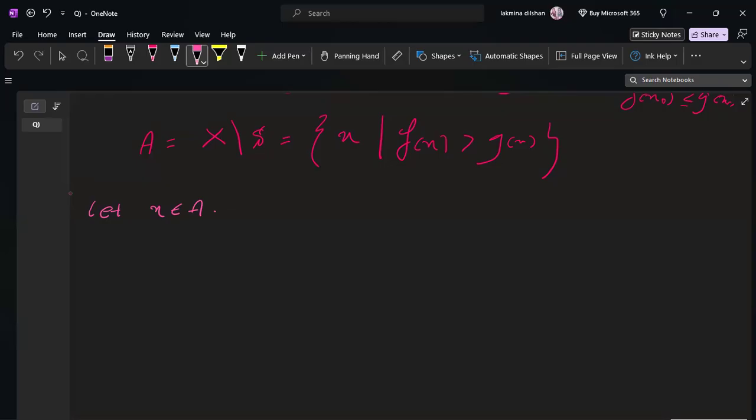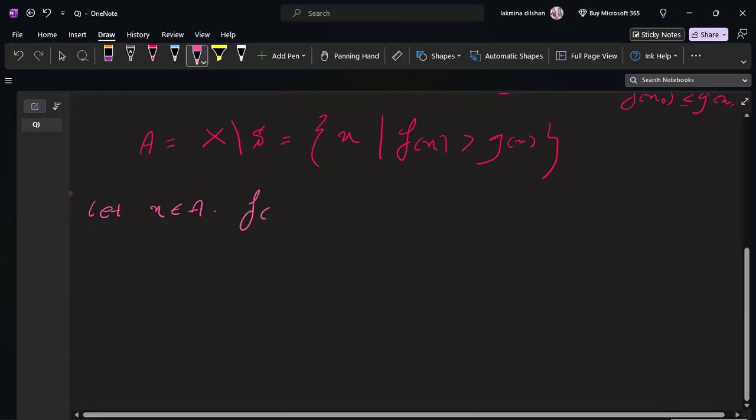By taking x from A, we can directly compare the images, because in Y we have the order topology. Order topology means we can find two elements that we can compare with inequality signs. So here let x be in A. Because x is in A, we have this condition: f(x) is greater than g(x).